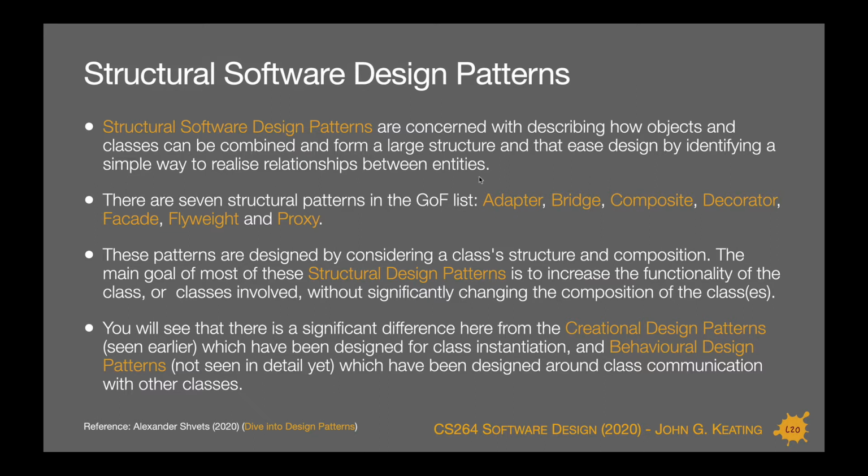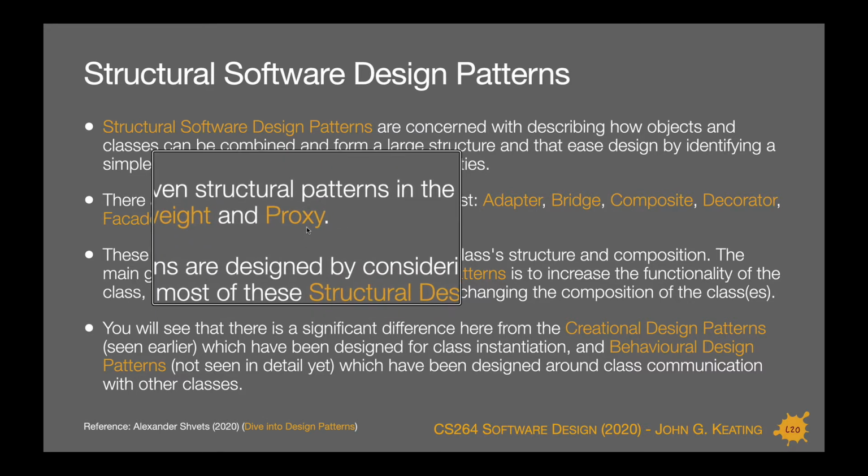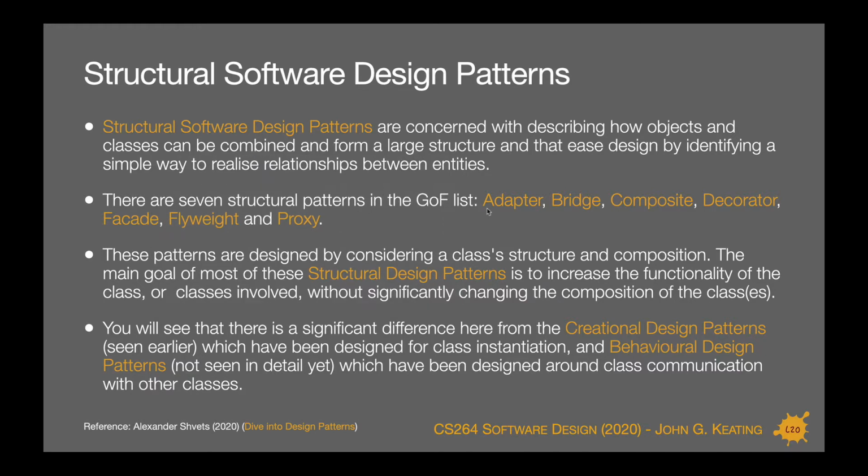Of course, all of the structural software design patterns are concerned with describing how objects and classes can be combined to form larger structures. They identify simple ways in which to realize relationships between all the entities, objects and classes. We saw already that there were 7 of these patterns, adapter and bridge being the first 2, then composite, decorator, facade, flyweight, and proxy are the remainder. I talked a little bit about how useful it is to build proxies as well, especially if you're trying to connect to hardware or to remote objects and so forth.